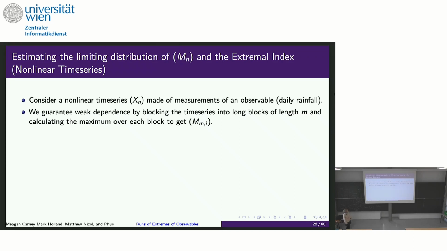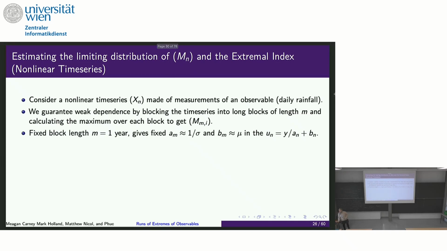Now, what we do is we guarantee weak dependence by blocking the time series. And we steal this idea from Leadbetter's argument, who borrowed it from Gumbel, who borrowed that from Markov. And it's just this idea that we have some really long time series that we break up into pieces. And if we take the maxima over a long enough piece, each of those maxima is roughly independent and is in the limiting distribution that we need. So this is called the block maxima method.